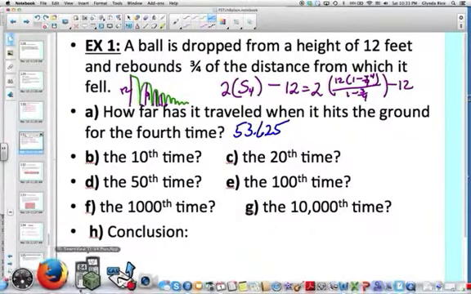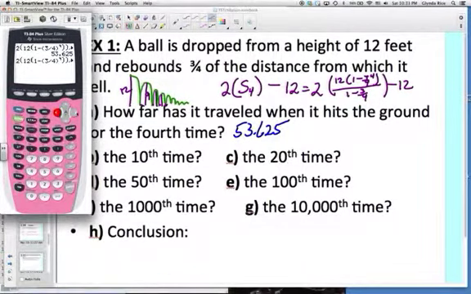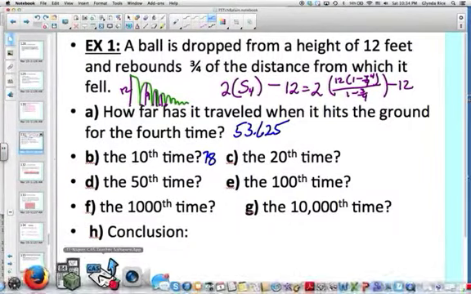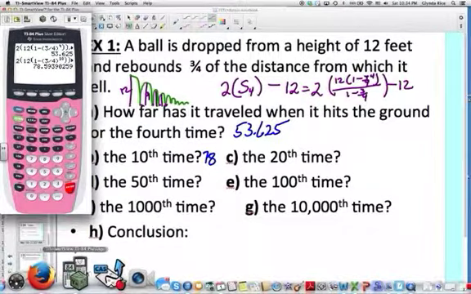Now let's go back to the calculator and let's find it for the 10th time. So I now change my 4 to a 10. Depending on the system your calculator uses, you may have to put insert there. So the next one, after 10 times, it's gone 78.59.